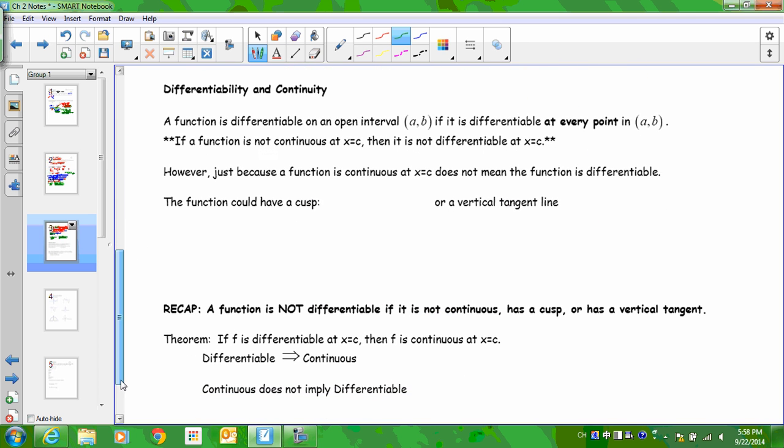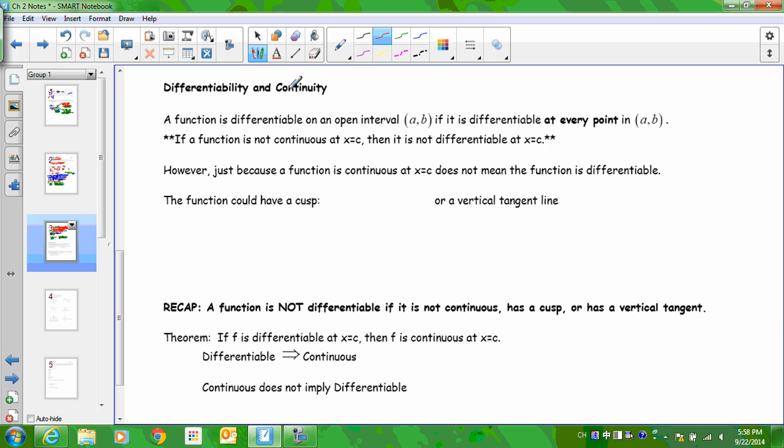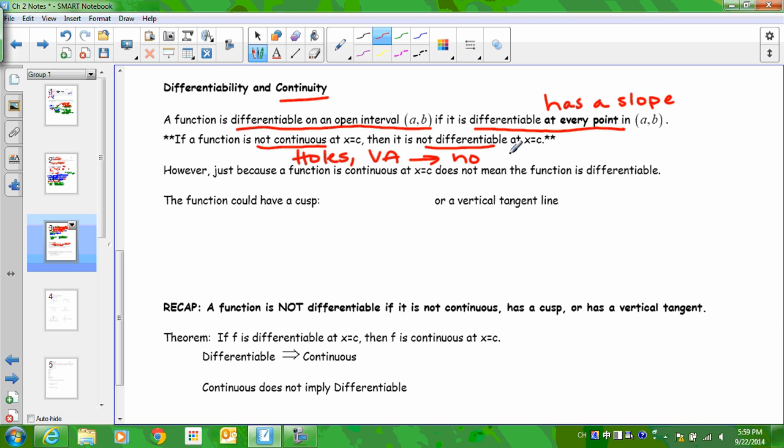Okay, let's talk about differentiability and continuity. We already know what continuity is. Differentiable on an interval means differentiable at every point. Okay, this means that it has a slope. So you might think everything has a slope, but it doesn't. In fact, if something's not continuous, then it's not differentiable. So this means poles, vertical asymptotes, those things have no slope.